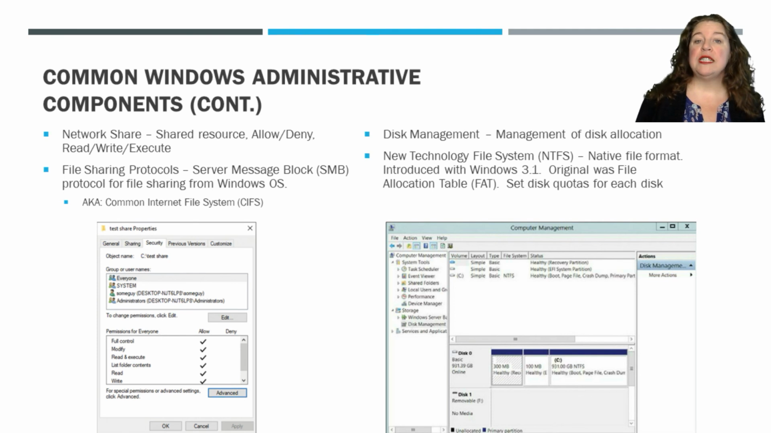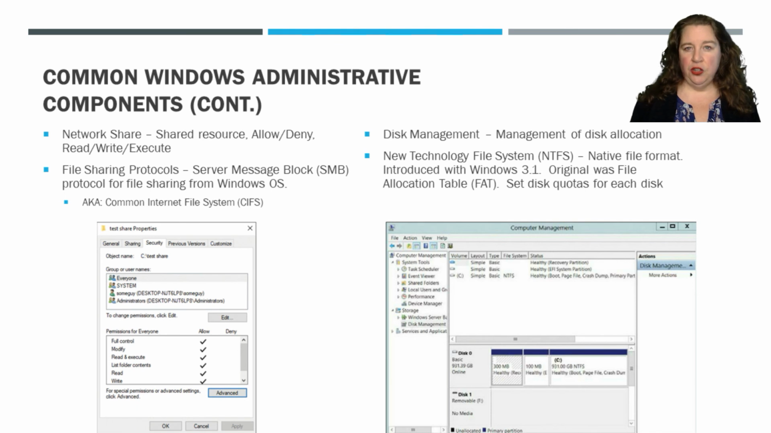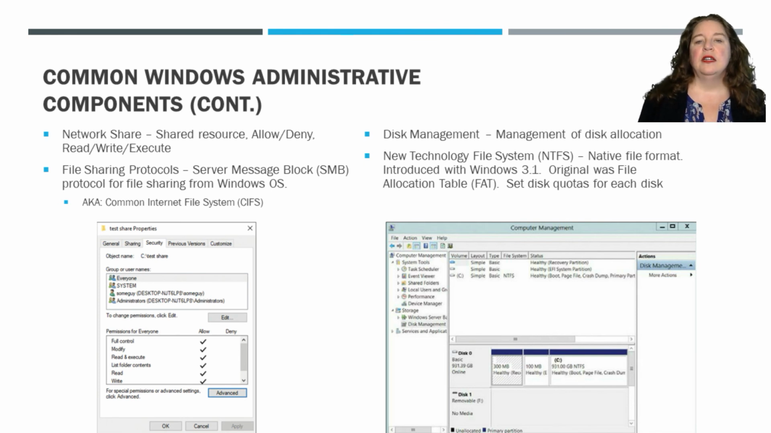Obviously, with administrative tools, you can set up your disk management. The image here of setting up your disk management is going to allow you to partition your disk. You can take your terabyte, your 5 terabyte disk, and break it up into multiple segments or partitions to be able to allocate 500 gigabytes here, a terabyte there, 250 gigabytes here, and break it up into different partitions. We created the New Technology File System, or the NTFS file format, with Windows 3.1.